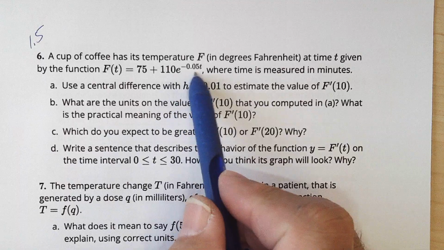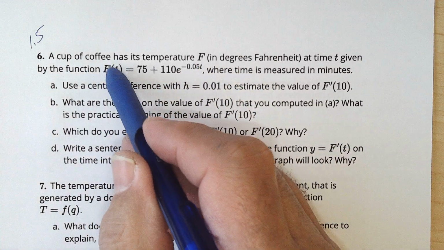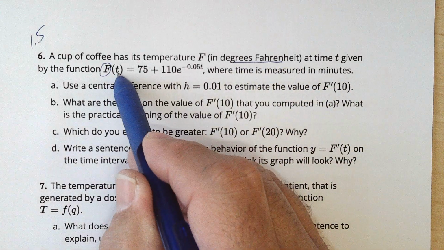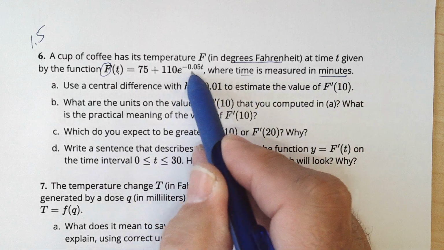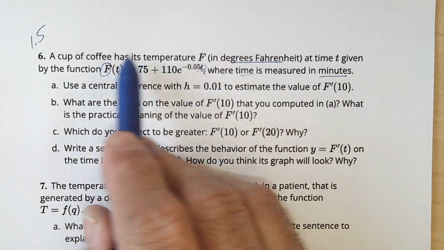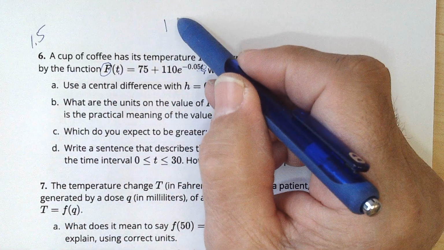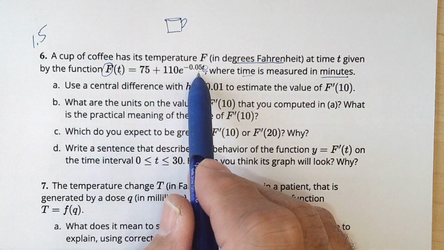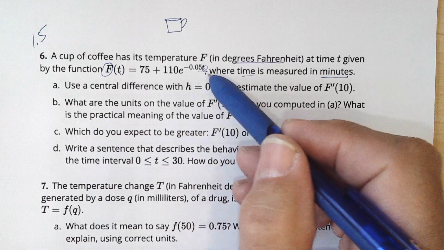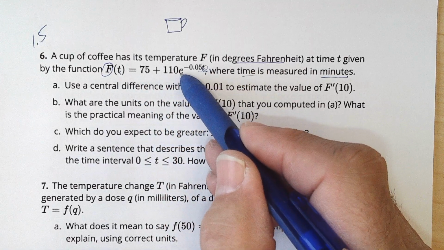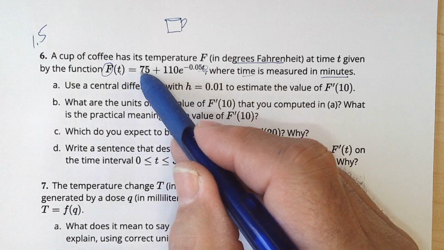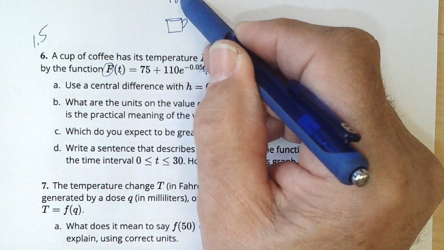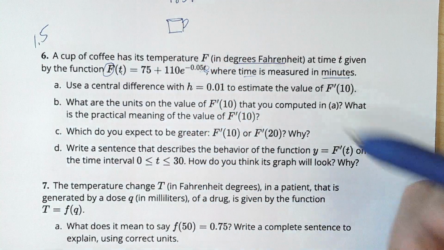So we have this equation where F, the Y value, is in degrees Fahrenheit, and T is time measured in minutes. And this is a cup of coffee sitting out. And so as time passes, it should be cooling. Now, at time 0, if I put 0 into this equation, this would be e to the 0, which is 1 times this. We'd get 75 plus 110. It's set out at 185 degrees Fahrenheit when it's set out.